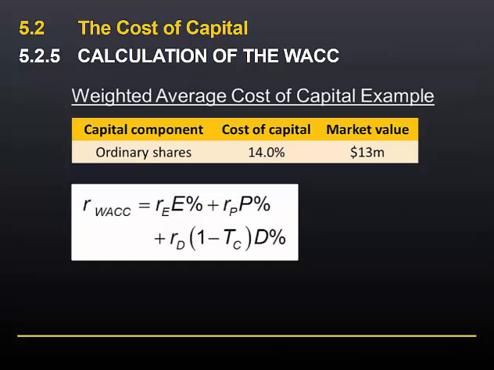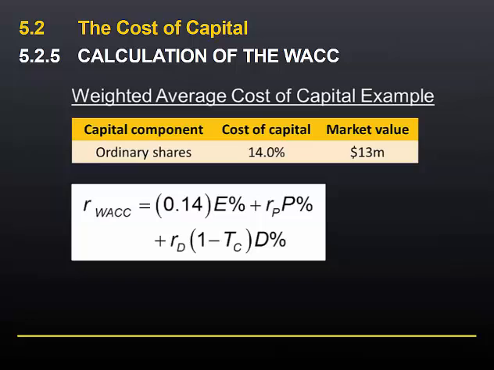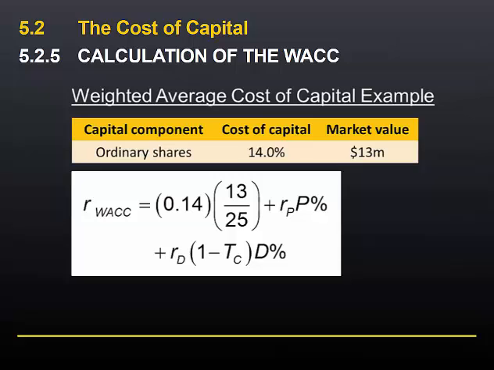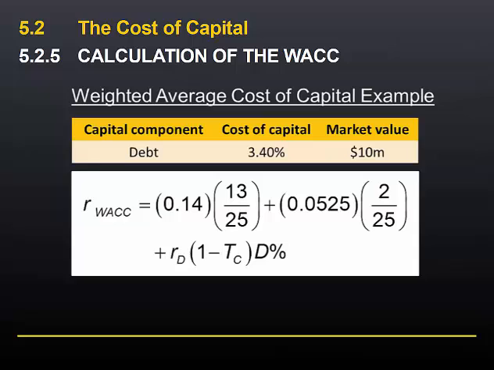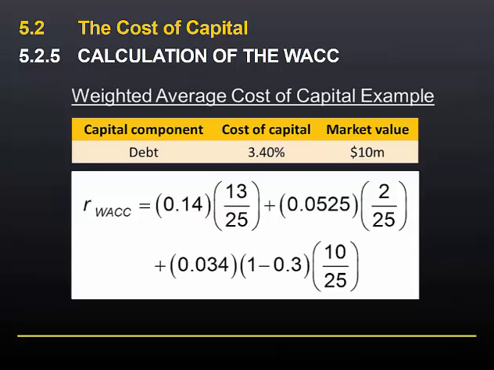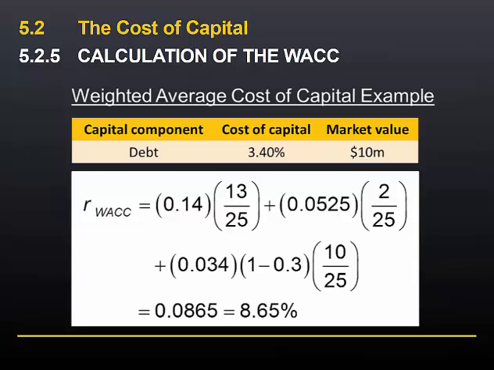Let's break down this calculation step by step. The cost of ordinary shares is 14%, or 0.14, and the weighting of ordinary shares in the capital structure is 13 divided by 25. The cost of preference shares is 5.25%, or 0.0525, and the weighting is 2 over 25. The before-tax cost of debt is 3.4%, or 0.034. The corporate tax rate is 30%, or 0.3, and the weighting of debt is 10 over 25, giving us a weighted average cost of capital of 8.65%.